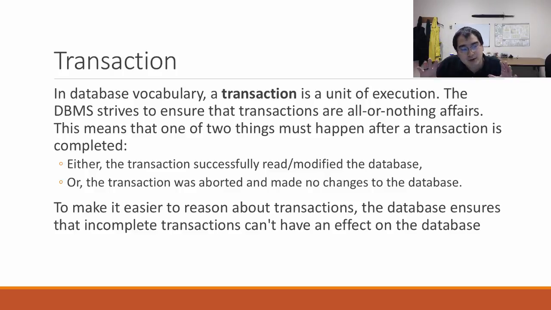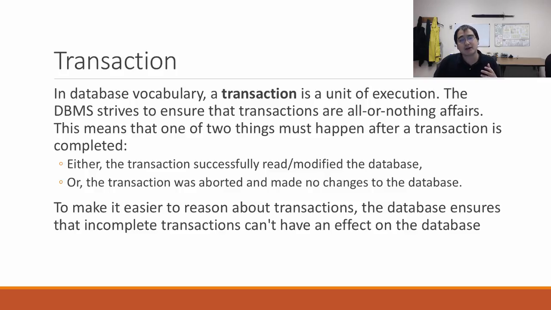And so the one kind of guarantee that databases have is that they ensure that incomplete transactions don't change the database. It goes part of the way and then the power is shut off, or it goes part of the way and then the user is like, oh shoot, something went wrong, please undo what you're working on right now. It ensures that incomplete transactions don't change the database. That's kind of the important rule here about transactions.